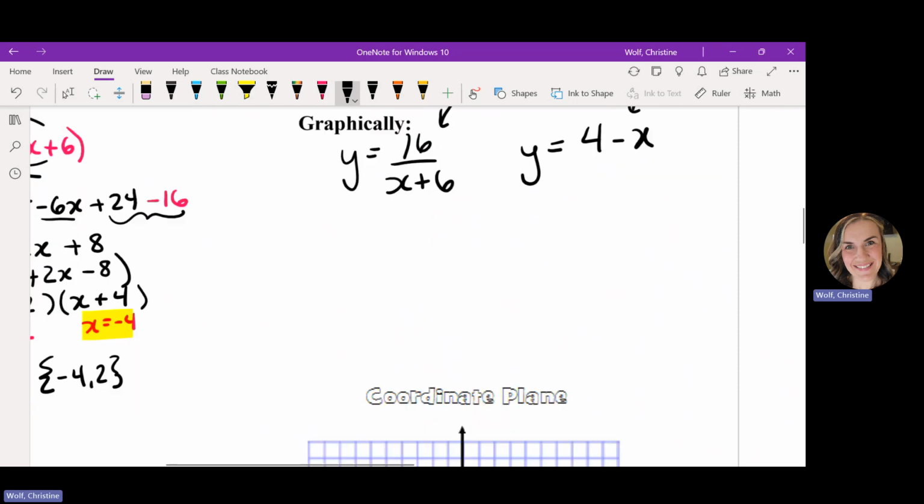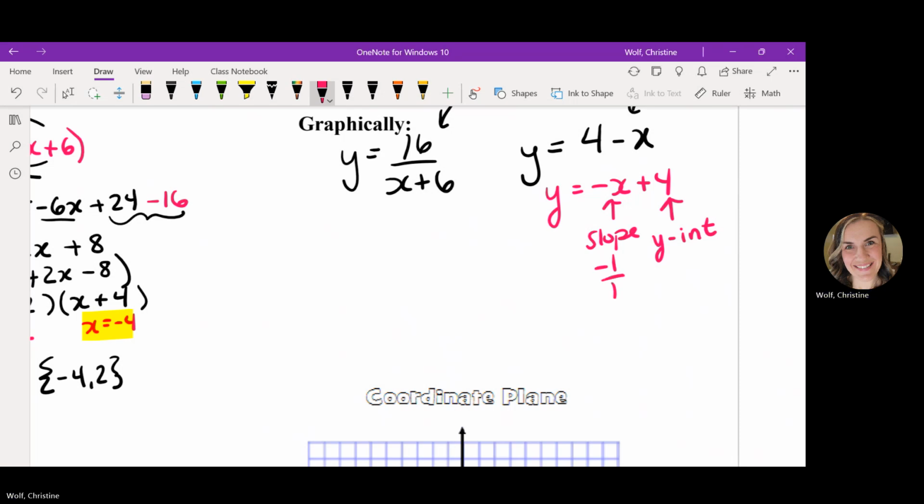Okay, let's start with the easy one. If I just rearrange these two terms, y equals -x plus 4, that's in that y equals mx plus b form. We know how to graph that super easily. I know that will be a straight line. I know that my straight line will have a y-intercept at 4. And then I know my slope is -1/1, so my rise over run is down 1 to the right 1. That's the easy graph. Let's graph that.